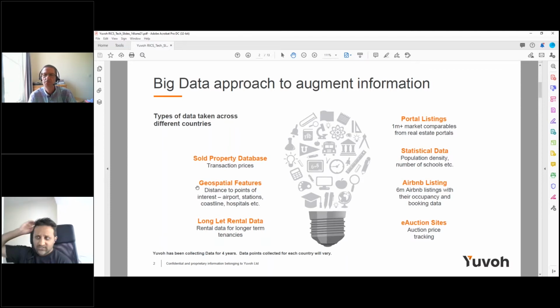What we've also noticed is that there's a lot of geospatial features, and I'll talk a tiny bit about a comparable model versus a machine learning model. A machine learning model will be taking a lot more geospatial and augmented data as well. So how far away a property might be from a school or a train station or a beach resort or something else that is driving value.